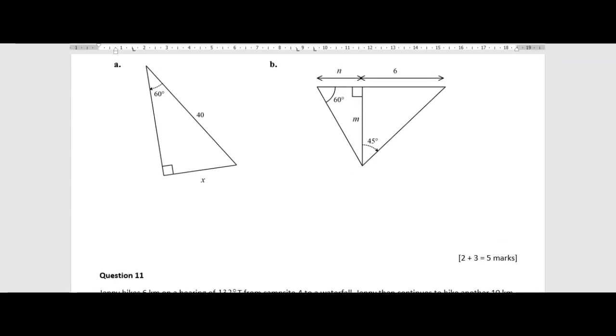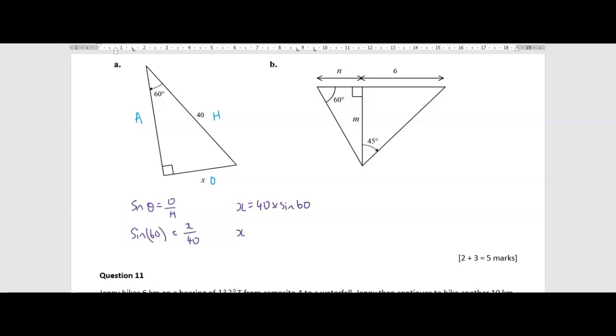All right, so the first thing, let's label the triangle. It's a right angle triangle. So here's our hypotenuse, the opposite, and our adjacent. So I'm going to be using the sine ratio. So sine 60 equals opposite over hypotenuse, which is 40. And that means x is equal to 40 times sine 60.